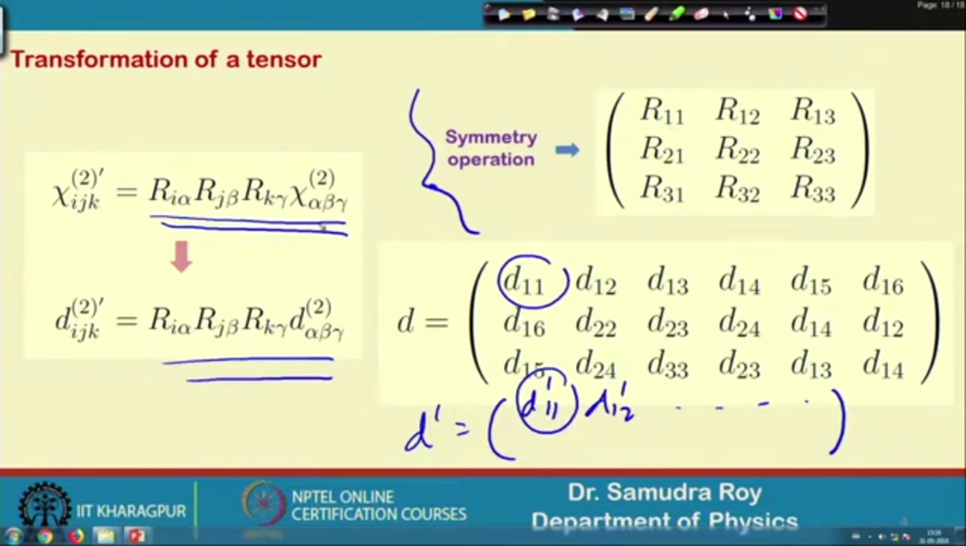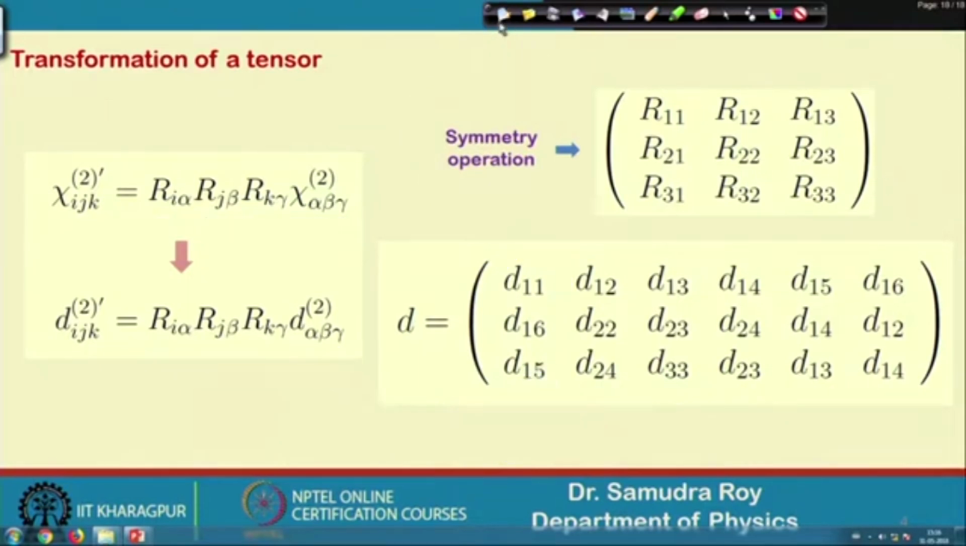For one component, there will be several terms appearing, because there will be alpha, beta, gamma. Alpha, beta, gamma are running indices, or dummy indices, and they will run from 1 to 3. So in principle there will be many terms there, and it depends on how the symmetry operation, or the symmetry matrix, looks. So let us take this example so that you can understand exactly what I am trying to say.